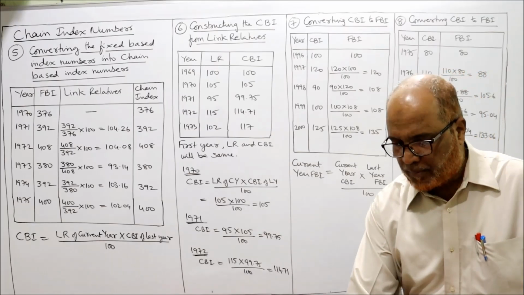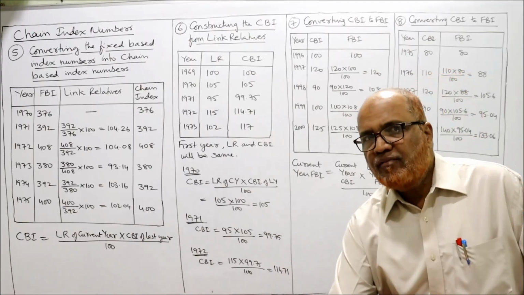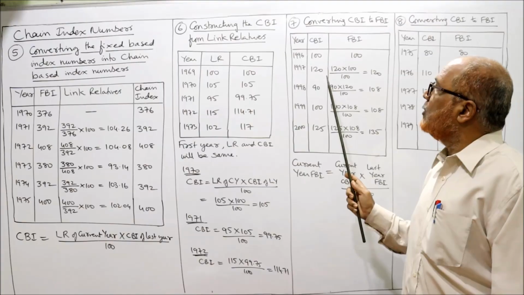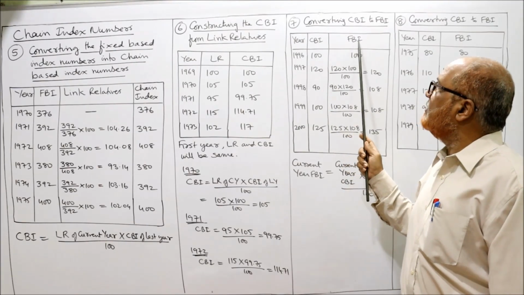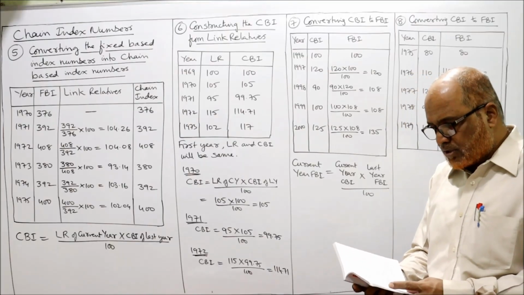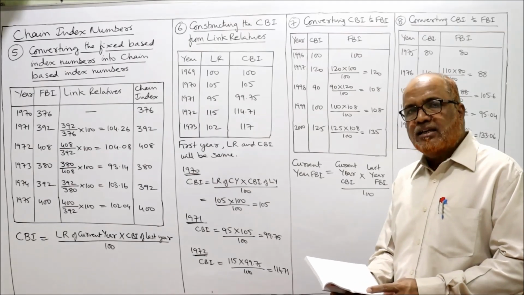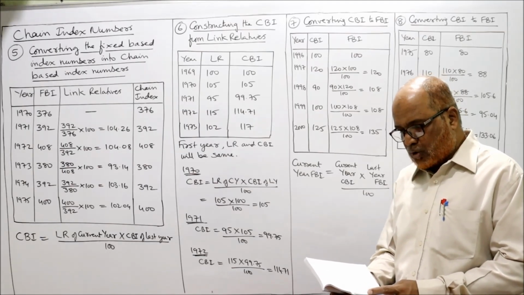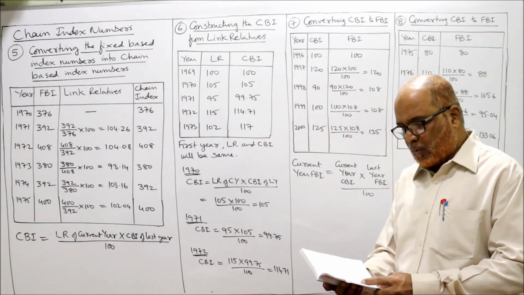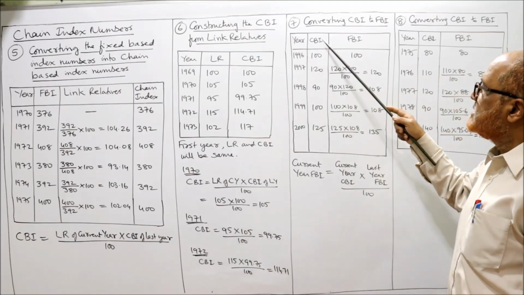Now, see the seventh problem. Convert CBI into FBI. Previously we converted FBI into CBI. Now we have to convert CBI into FBI. In the problem, CBI is given. We have to find out the FBI. Now, see the values. Convert the CBI to FBI. Years 1996, 97, 98, 99, 2000. CBI values are given: 100, 120, 90, 100, 125. See carefully.